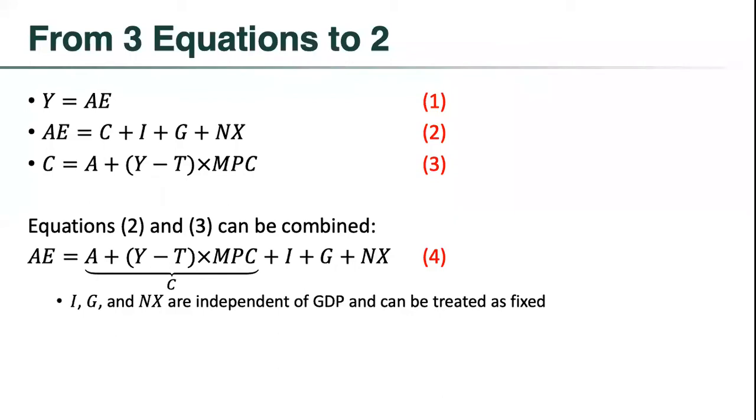So stay tuned. The first thing we're going to do is make a substitution. We're going to pull the right side of equation 3, which describes consumption, and put it in for consumption in equation 2. You can see that's what we've done here. We've just inserted our consumption in terms of autonomous consumption and disposable income into this aggregate expenditures description.